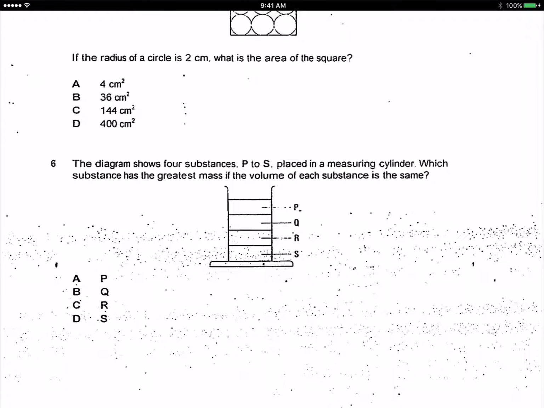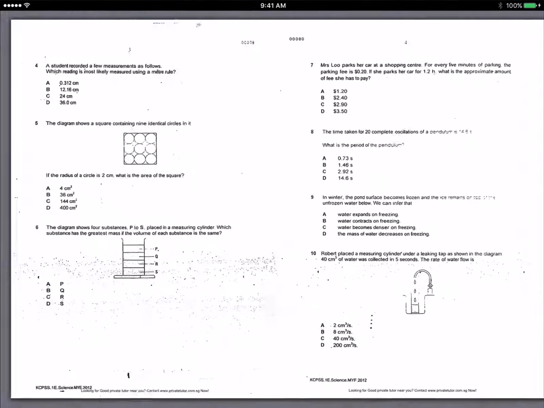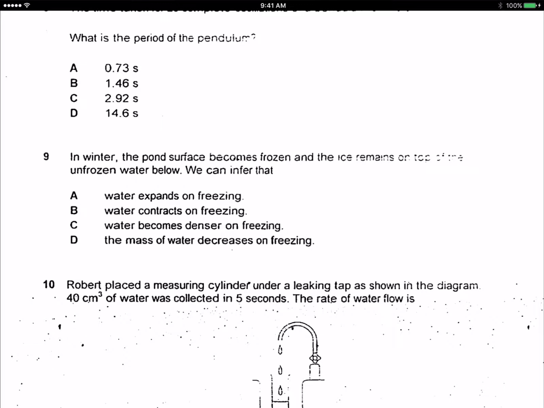Alright, 6, density. If the volume of each substance is the same, any problem with this? No? So everything okay? No, everything correct. Right, but I don't think I need it because it's not tested. It's like the water expansion. In winter, the pond surface becomes frozen and the ice remains on top of the unfrozen water below. We can infer that.